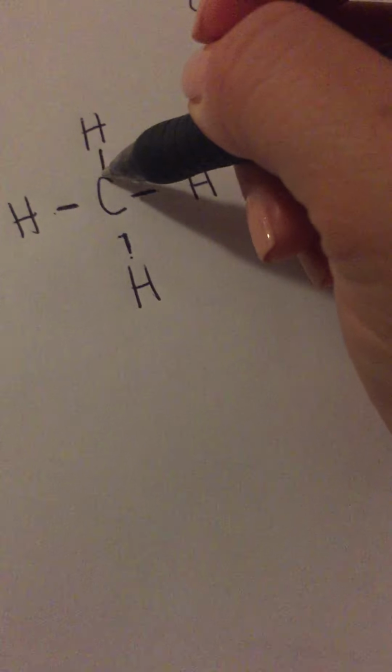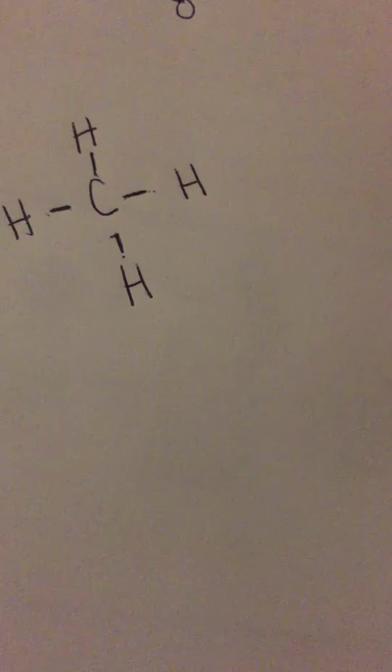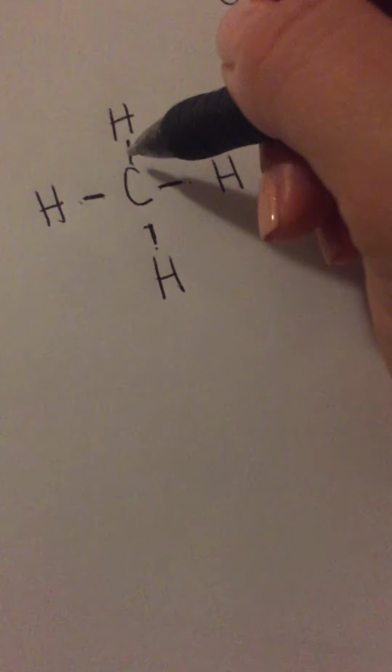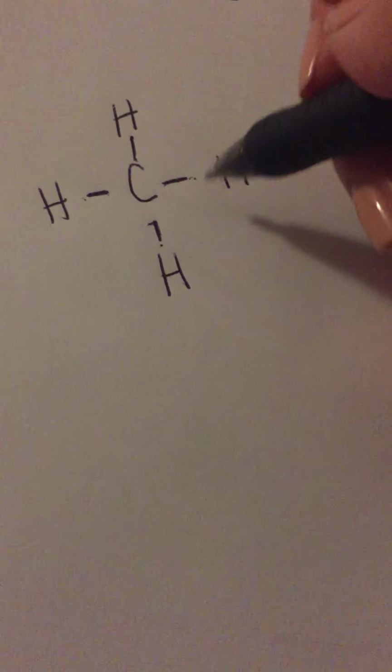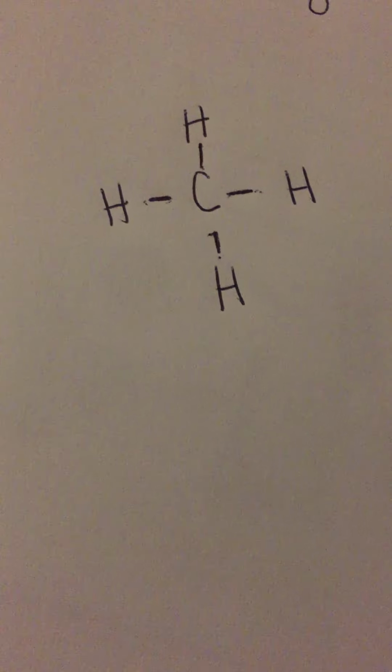Carbon now has 8. 1, 2, 3, 4, 5, 6, 7, 8. Hydrogen has 2, which fills up its outer shell. 1, 2, 1, 2, 1, 2, 1, 2. So this is a Lewis structure for CH4.